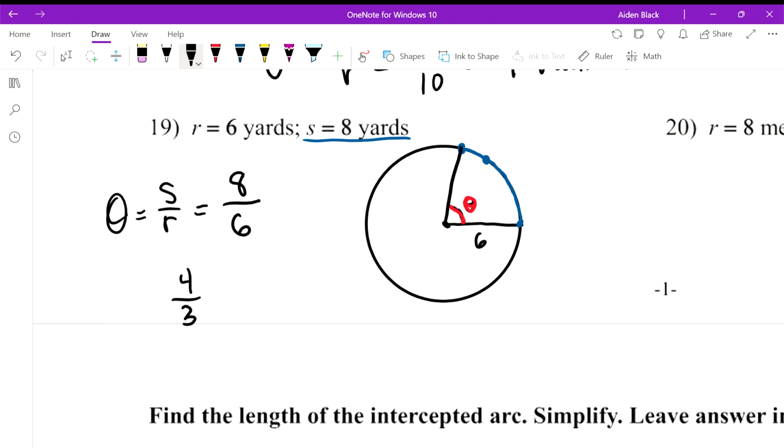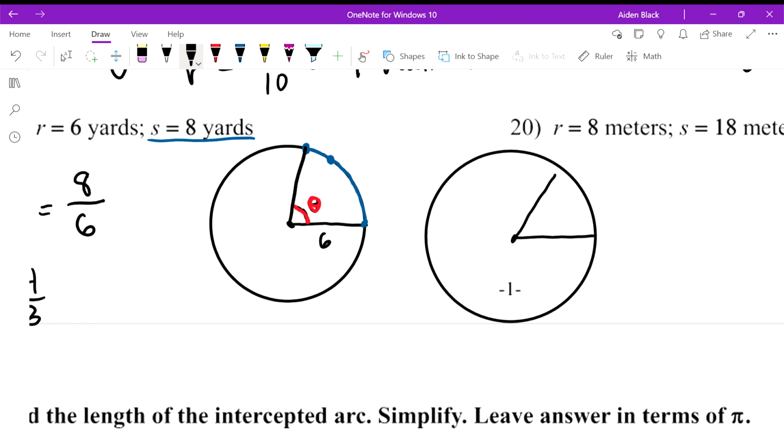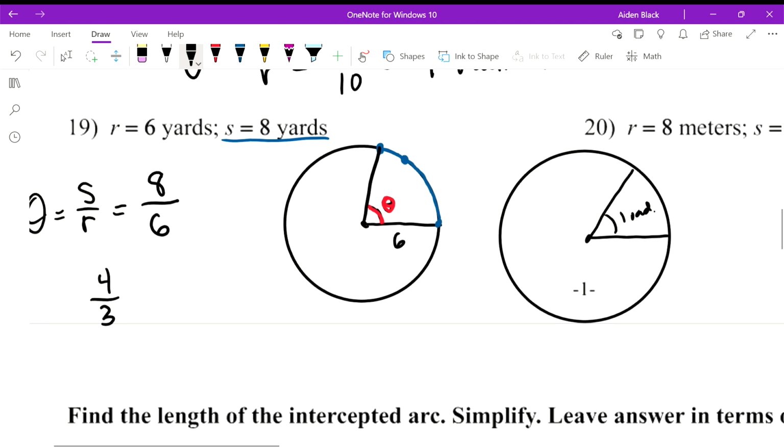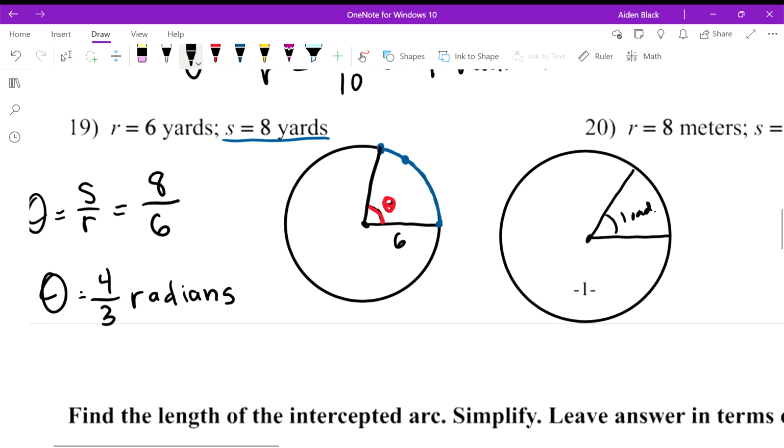And so we have a little bit more than 1 radian. And it looks like that, right? We know that 1 radian looks like about this. 1 radian is about like this. That's about 1 radian. In this case, theta is equal to a bit more than that in radians. Let's try with that next one.